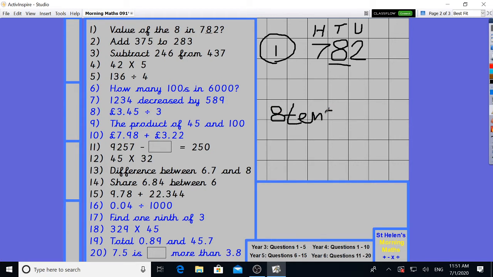8 tens. Sorry, my writing might be a bit messy today. I'm on a different mouse, on a different computer today, so writing's a bit messy at first. 8 tens, which is worth 80. That's question 1. Time for question 2.